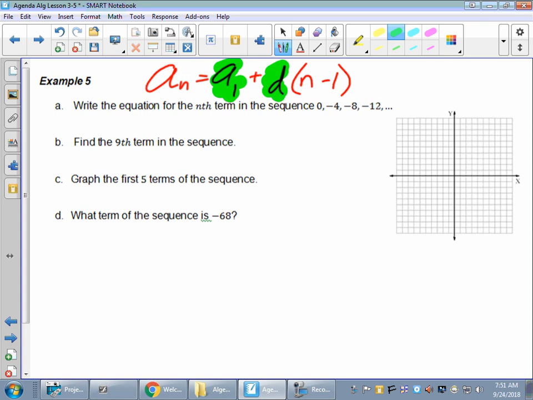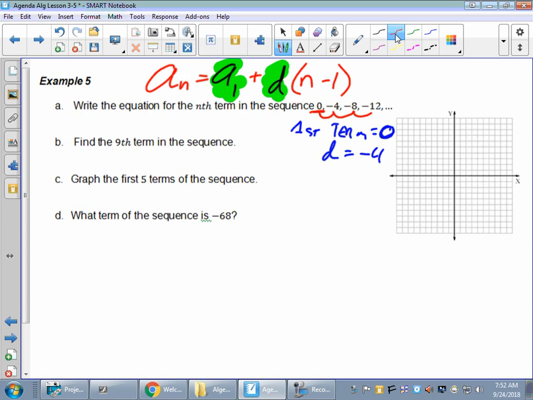They want the equation for the nth term in the sequence 0, -4, -8, -12. So what is our common difference here? Well, if we can find it, what's happening here? We're going backwards 4 each time. So our D value is going to be -4. And our first term we know is 0. So that's easy to write down there and say, well, first term is 0, and the common difference is -4.